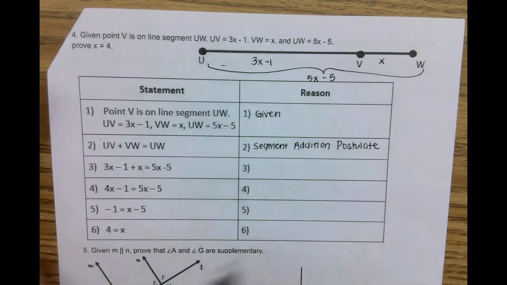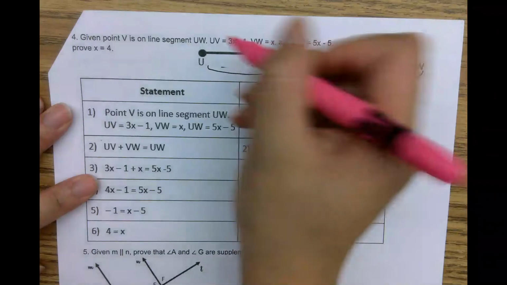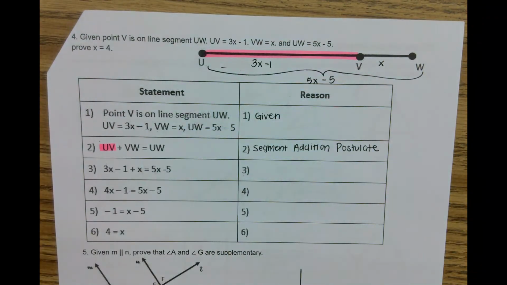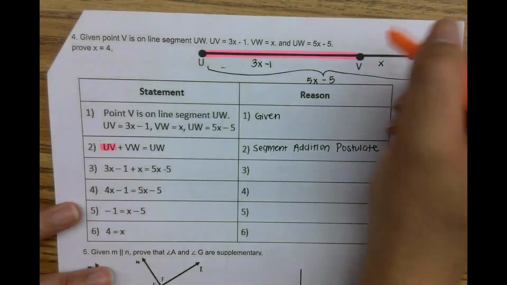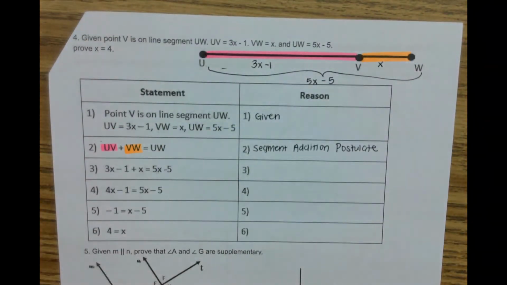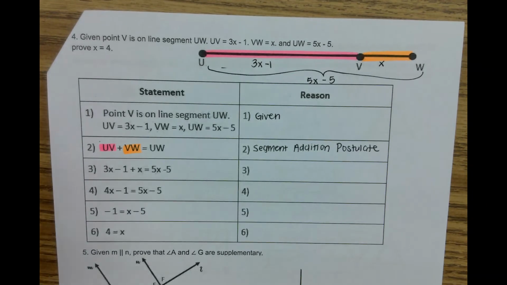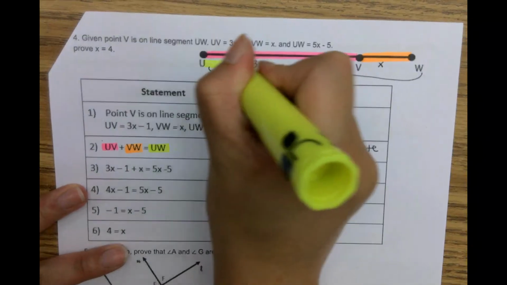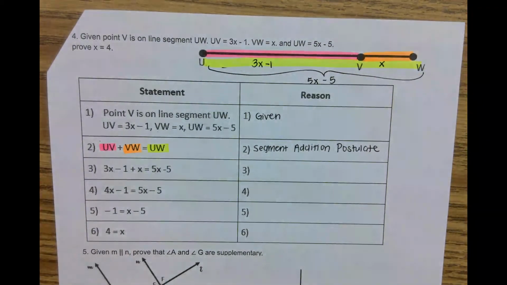Okay. And what that tells me is that when I add UV and I add VW, I end up with a bigger segment known as UW. Okay? That is the segment addition postulate. When you add two things next to each other and they become that bigger segment.